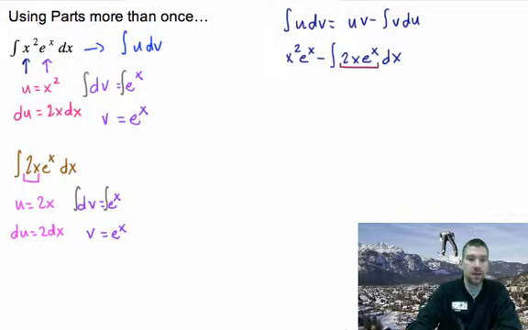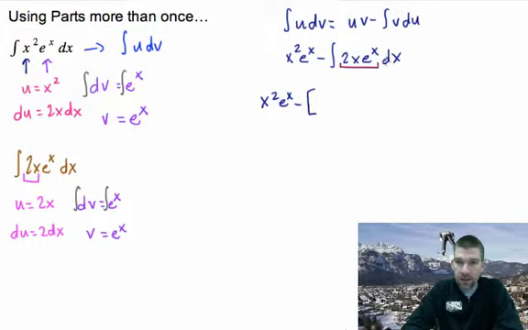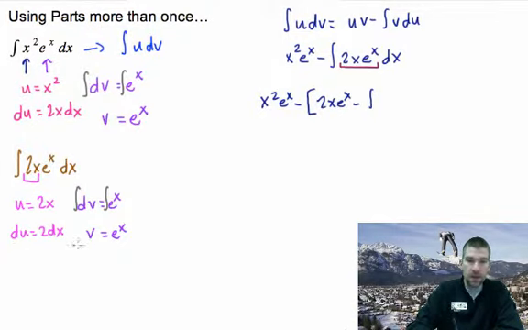All right? And so back over here now, I'm going to have x squared e to the x minus, and then I integrate this guy following my integration by parts rule. So I've got a new u and v. So 2x e to the x minus the integral of v du.